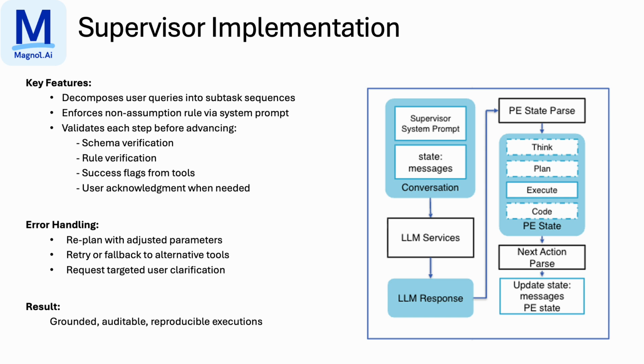At each step, the supervisor validates progress through schema and rule verification, success flags from tools, and, when necessary, explicit user acknowledgement. If an error occurs, the supervisor can replan with adjusted parameters, retry the step, or request targeted clarification from the user. This approach ensures that every execution is grounded, auditable, and reproducible, which is essential for digital health and other regulated environments.